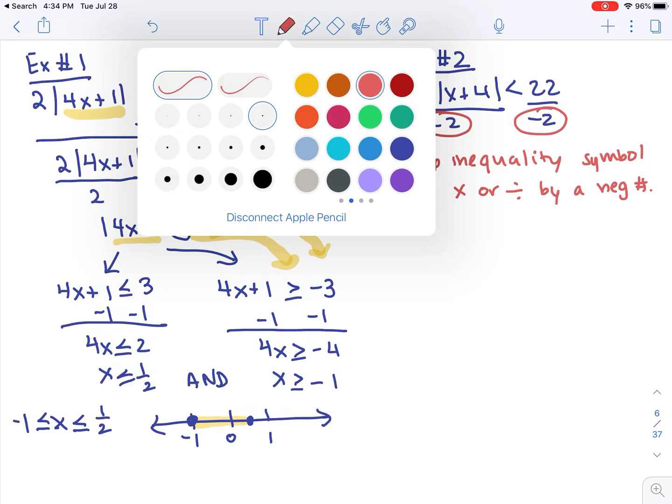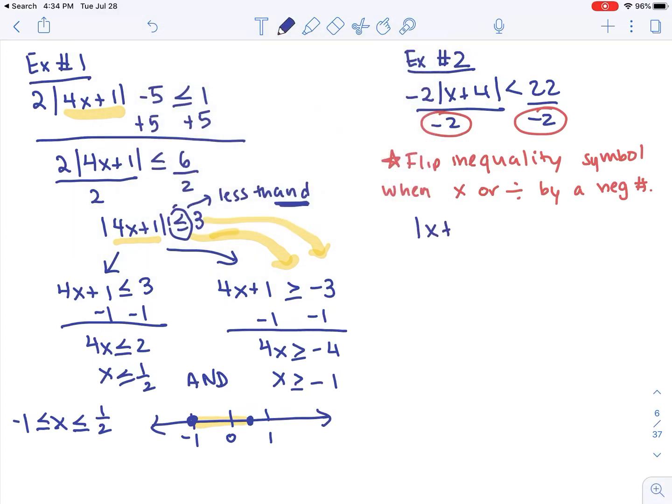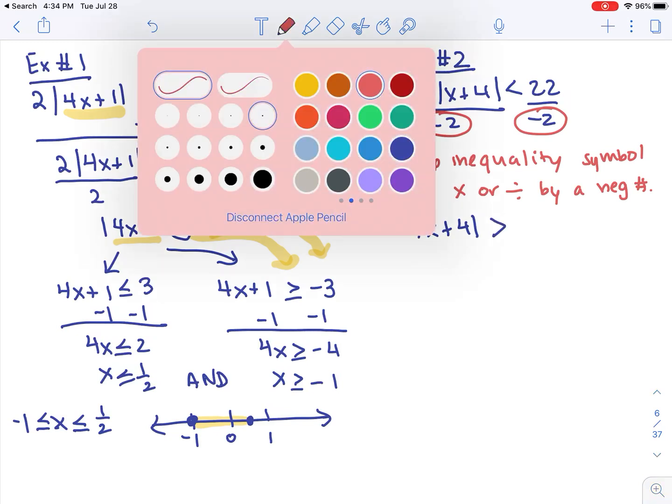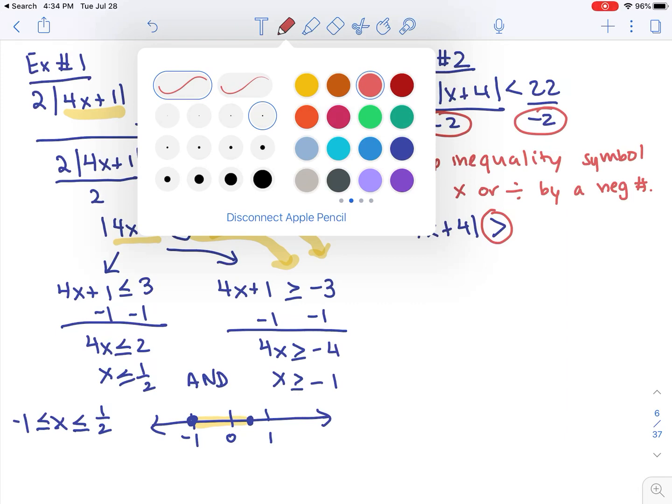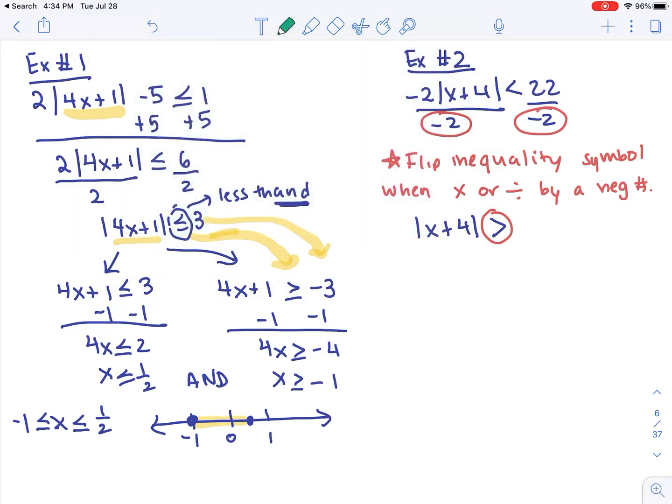So the result of that would mean that your absolute value of x plus 4, we keep that still. We're going to switch our inequality, so it's greater than or equal to -11. Not equal to, just greater than -11.